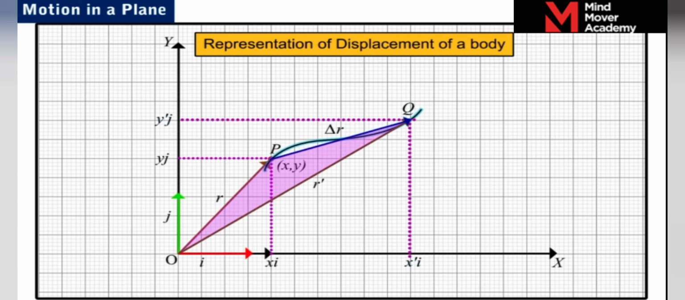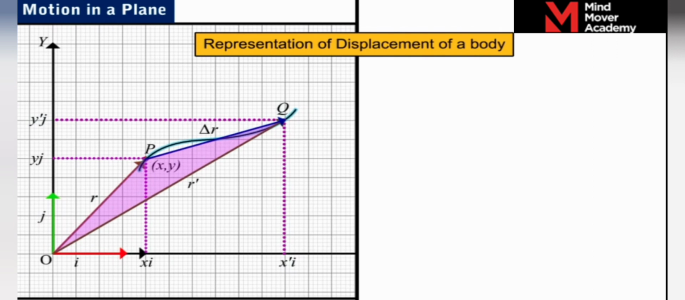From the vector triangle OPQ, we can write r plus delta r is equal to r dash. On rearranging, we get delta r is equal to r dash minus r. Let this be equation 1. This displacement vector delta r is directed from P to Q, which is represented by the arrowhead.